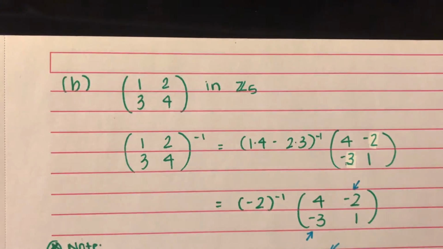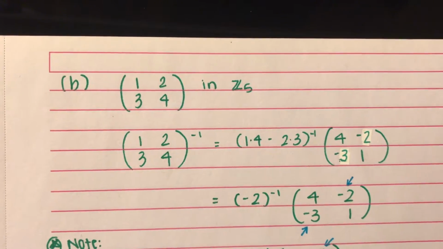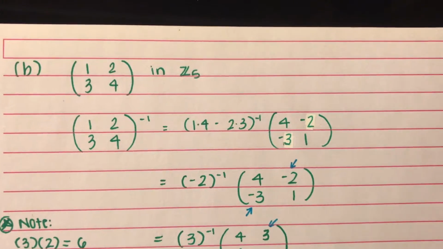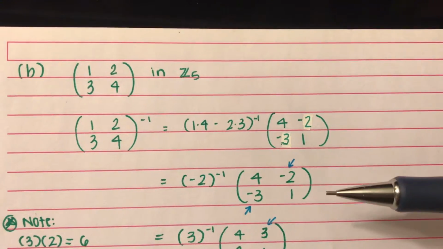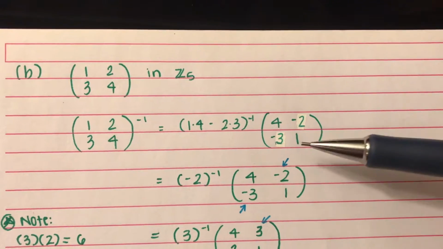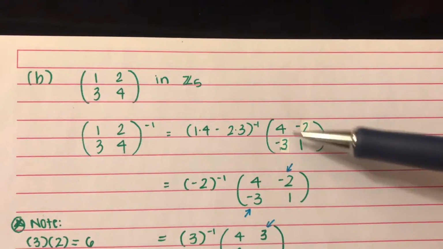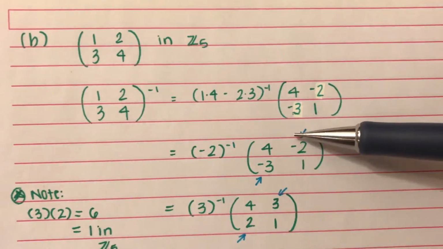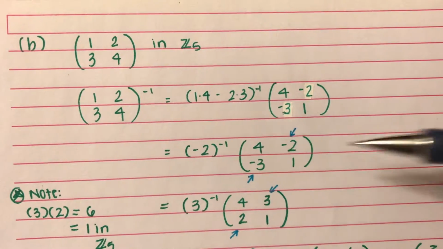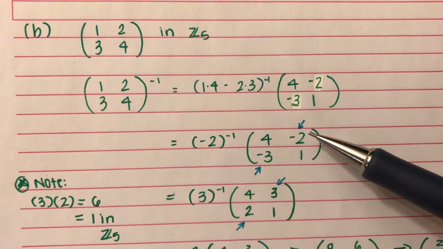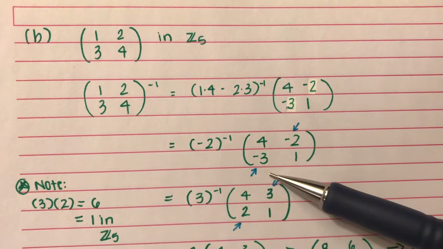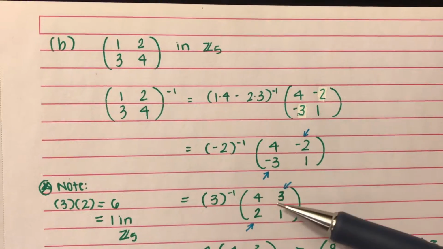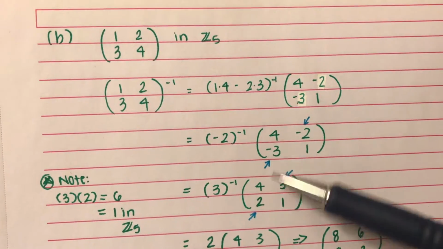In part B, it asks us to find the inverse of [1, 2; 3, 4] in Z5. First we again find the inverse of the determinant times [4, -2; -3, 1], since you just flip-flop the A and D and then make the B and C negative. The determinant ends up giving us a -2, and then in Z5, the -2 and -3 can be swapped out with a 3 and a 2, because -2 is 3 in Z5 and -3 is 2 in Z5.